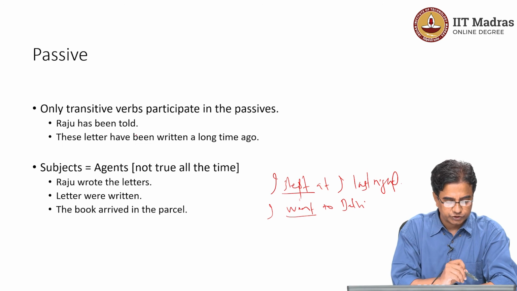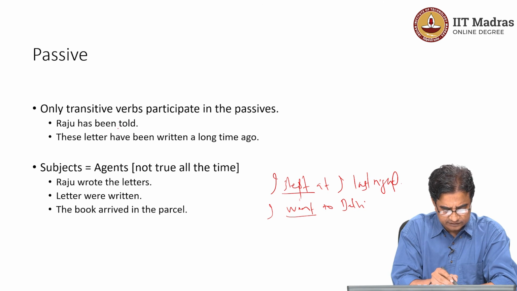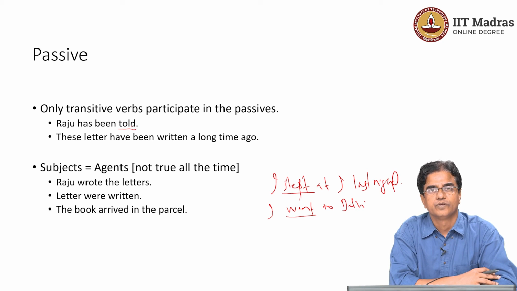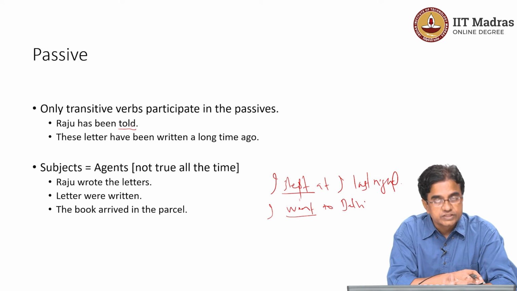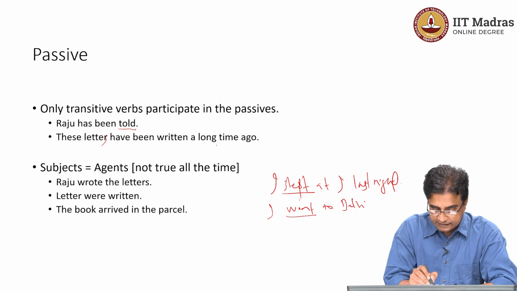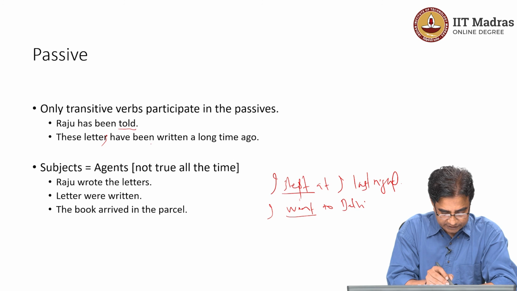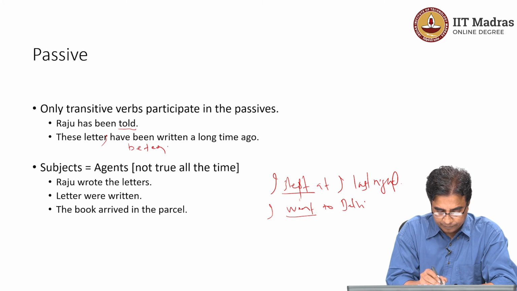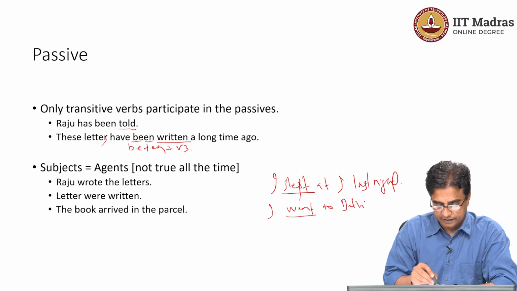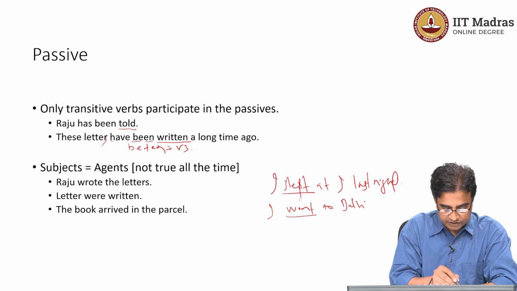Raju has been told, look at this. This is the verb tell, a transitive verb. Where is the object of this verb? This is a good sentence, Raju has been told. The letters have been written a long time ago. Look at this. This is where I was talking about B plus EN plus V3. Written is the third form. Here you have EN, B, and this is the passive morphology, have been written.